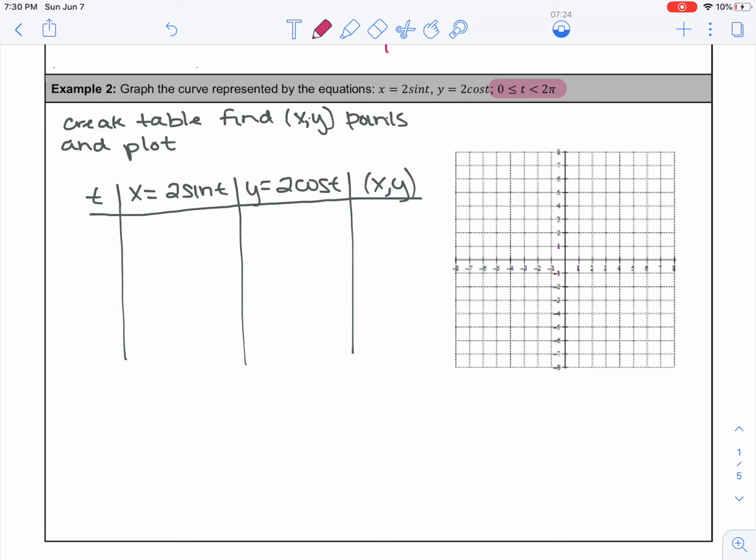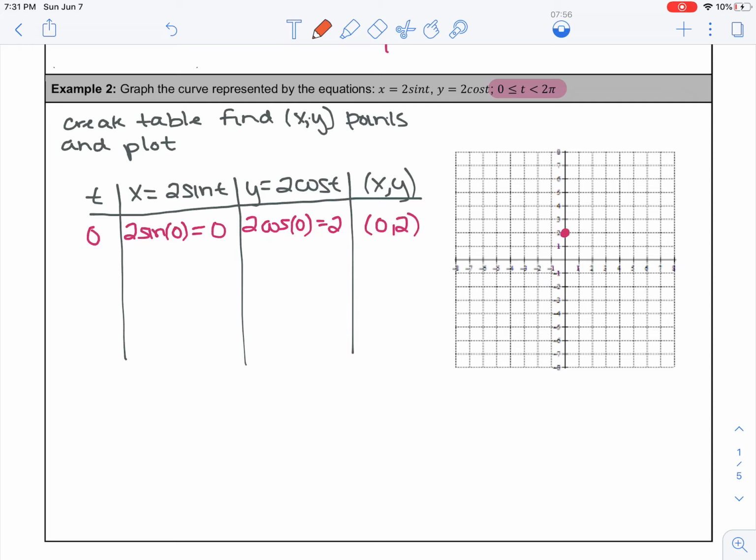So taking that into consideration, I'm going to go ahead and evaluate our x and y parameters at t equals 0. So when t equals 0, we're looking at 2 sine of 0, which is equal to 0, and 2 cosine of 0, which is equal to 2. And this gives us our first point that we'll plot of 0, 2. So x is 0, y is 2. So we have this point right up here.